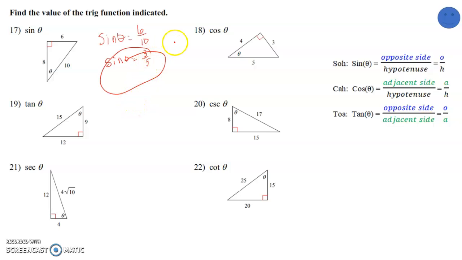Then we're coming over here. Cosine, same thing. Adjacent over hypotenuse. So the biggest thing here is you've just got to know which one's the adjacent, which one's the opposite, which one's the hypotenuse, those kind of things.